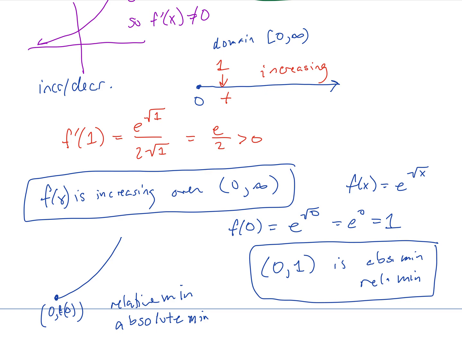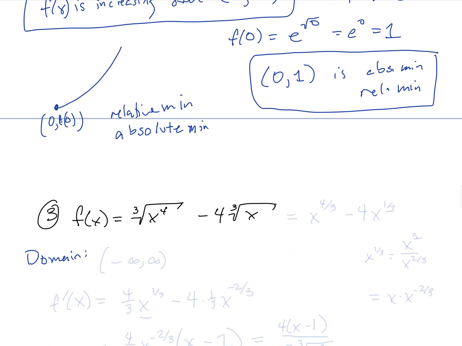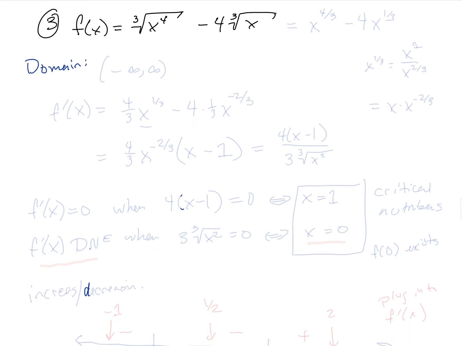Our next function, f of x, is the cube root of x to the 4th minus 4 times the cube root of x. The domain of this function is all real numbers, negative infinity up to positive infinity, because we can take the cube root of positive or negative numbers. So any number that we plug into the function has a real number as an output.